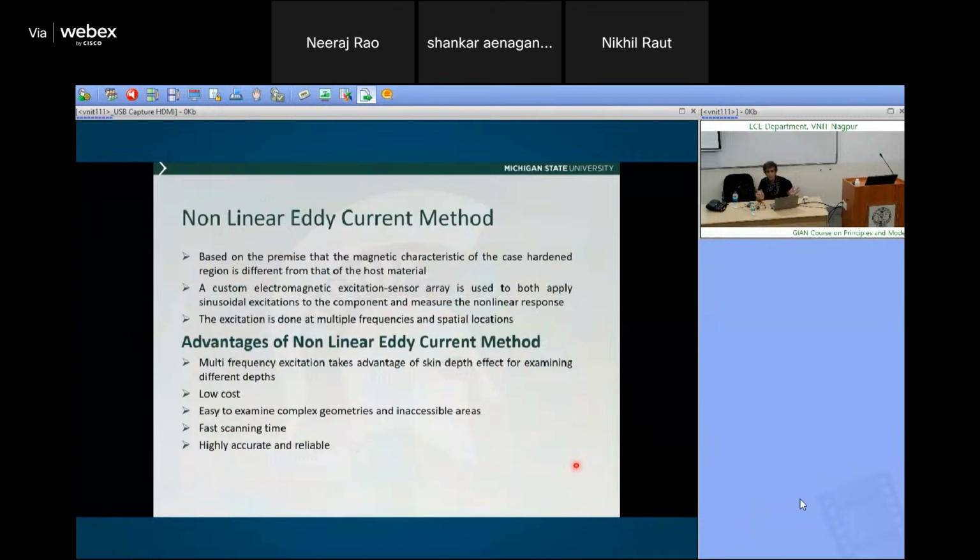The excitation is always at a single frequency. The only thing we are doing in nonlinear is increasing the amplitude of the sinusoid, so that we operate in the nonlinear part of the hysteresis curve. The nonlinear method is based on the premise that the characteristics of the case hardened material are different. We are using a single frequency.